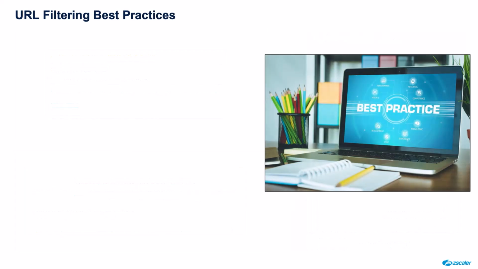Let me summarize some of the key URL filtering best practices I talked about in this session. Always start with a current corporate acceptable internet usage policy. Most enterprises have them defined, and you should start there and configure and make additional changes as needed.